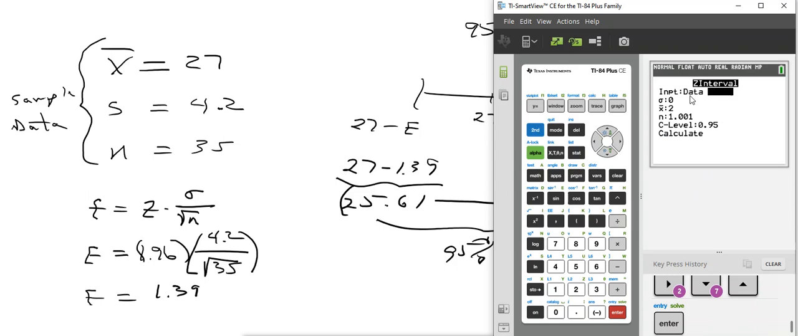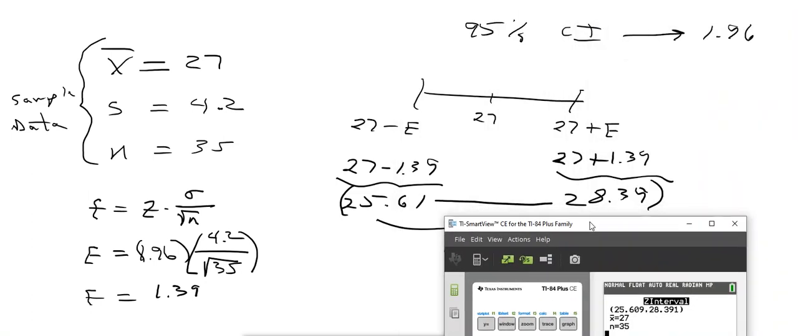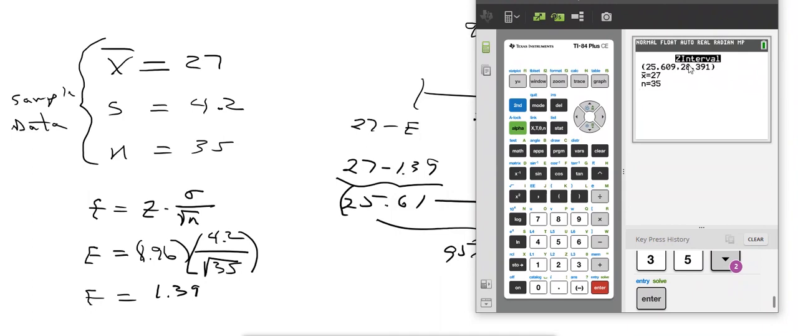So we're inputting here the statistics, and the standard deviation was 4.2. The mean, 27. And n is 35. C level is 0.95. Calculate. And again, here's 25.61 up to 28.39 or 28.391. So there's my interval. Here's my lower limit and my upper limit of the confidence interval. So the calculator makes it pretty straightforward.